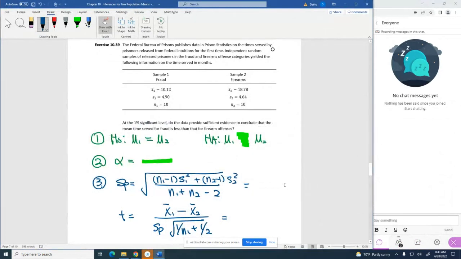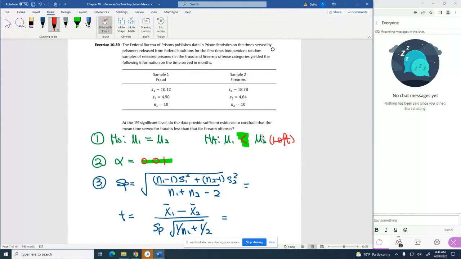First of all, what is the inequality in the alternative hypothesis? Fraud was defined as sample number 1, and the claim was that the service time for fraud is less than, the left tail. So it must be less than, the left tail, right? And did you find the alpha? 1%? 0.01. Okay.